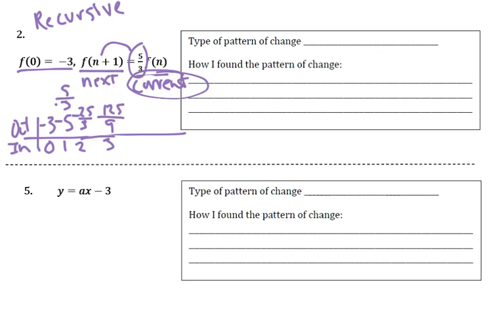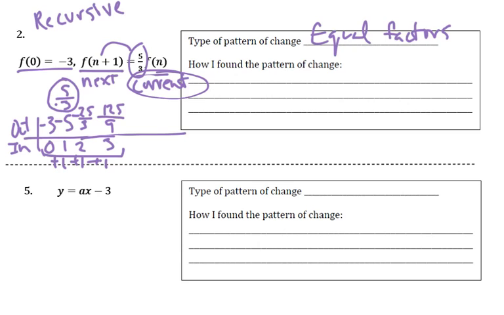And it's growing by a factor. So we have equal intervals, right? We're adding 1 on the input each time, and we're multiplying by 5/3 each time. So this would be equal factors because we're multiplying.